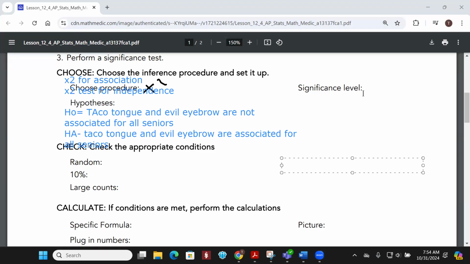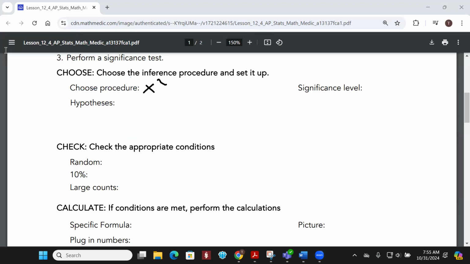If they're not associated, that would mean that they're independent, right? If they are associated, then they are not independent. We write it down. Null is independent. Alternative, not independent. Null, independent. Alternative, not independent.